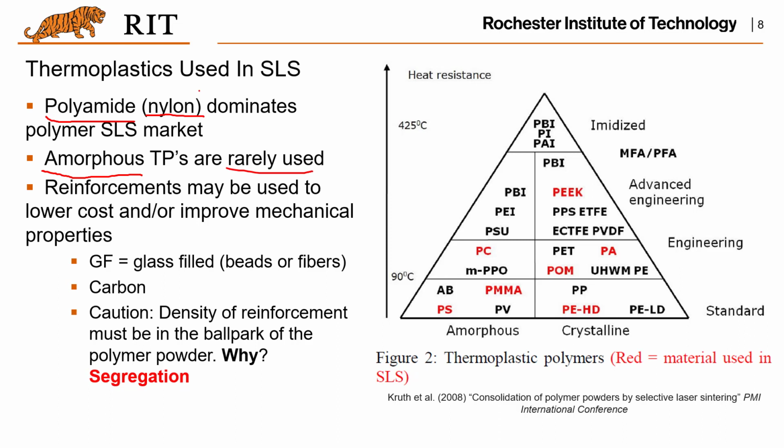Also, there could be some reinforcement used to improve the mechanical properties, like glass fiber or carbon fiber used in the SLS process. These materials will be combined with the base material, like nylon. But a very important point here is that the density of the reinforcement needs to be similar to the base material. The reason is if one of the materials takes too much portion, there will be a segregation effect, meaning the two materials will tend to separate from each other, and you will have unevenly distributed material properties in that case.